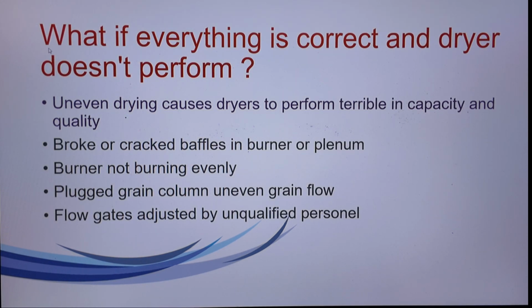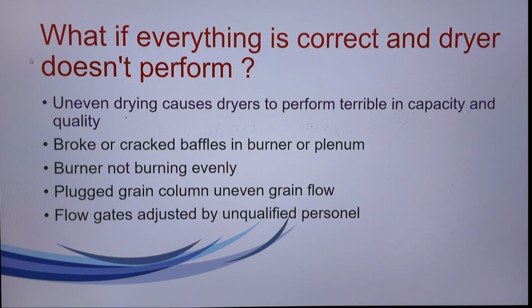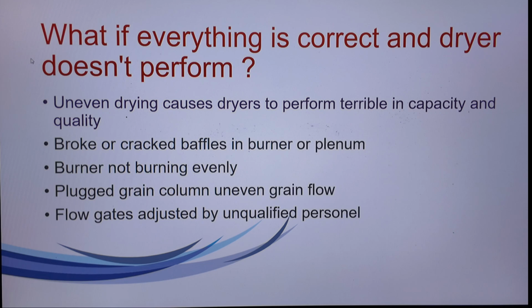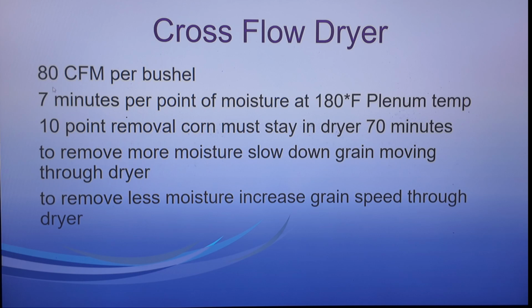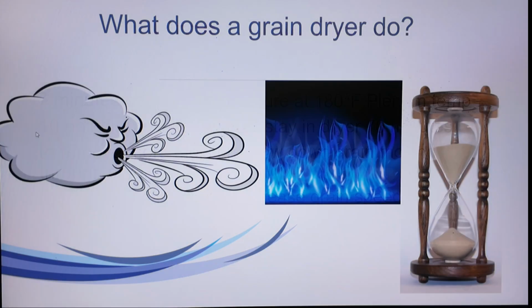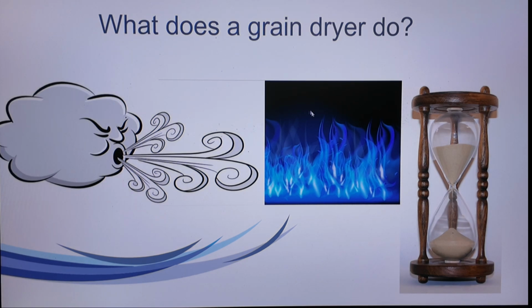So what if your grain dryer is not doing the capacity it's supposed to? So what are we going to do then? What if your dryer does not do the capacity it's supposed to? Let's say you have a crossflow dryer and it's performing terribly. So we're going to go back to these three things right here: airflow, temperature, and time.